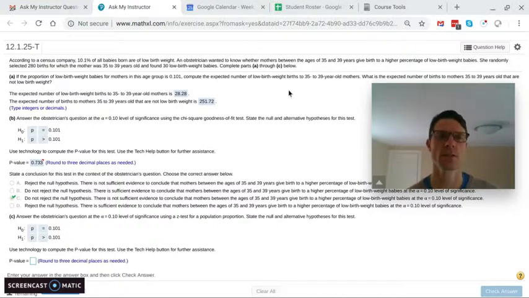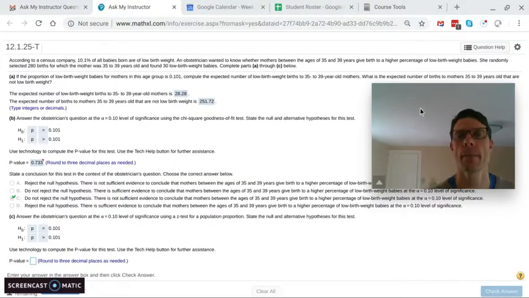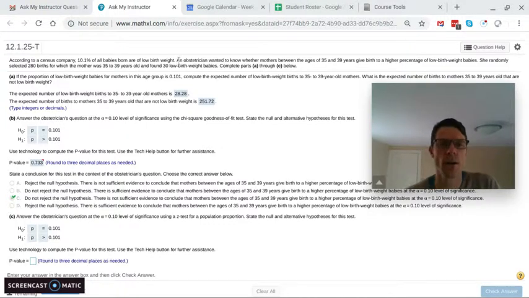She randomly selects 280 births for which the mother was 35 to 39 years old and found 30 low birth weight babies. So the first thing they have you do is compute the expected number of low birth weights, and that's just taking the 10.1% and multiplying it times the 280. And then the expected number of not low birth weights, which is just 280 minus the low birth weights. Okay, and so the student got that.